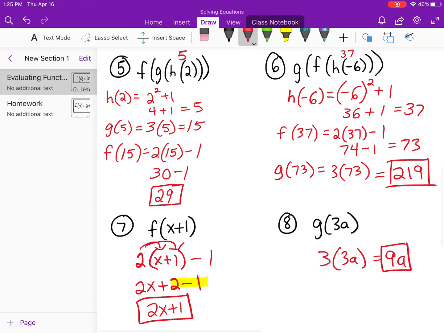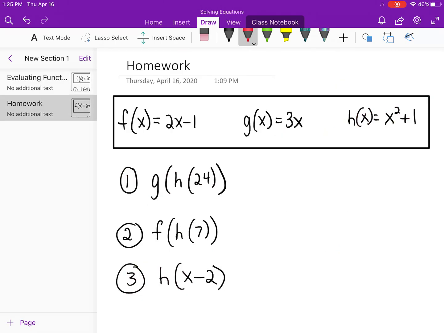Okay, so hopefully evaluating these functions seemed a little bit simpler than simplifying composite functions. Here's your homework for today. Same exact 3 functions, f of x, g of x, h of x. And I've got 3 problems for you today. The first one, you better believe it, it's going to have a pretty big answer. It's g of h of 24, so you can figure that out just by looking at the problem. You'll get a big number here for this answer, so don't be alarmed. And then, as usual, text me your answers on Remind.